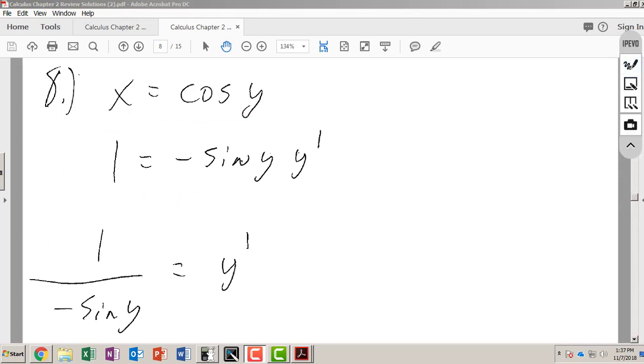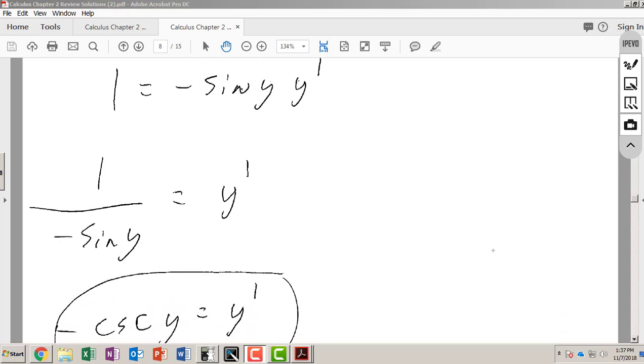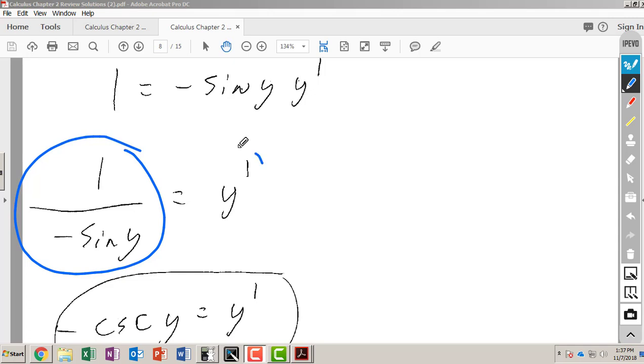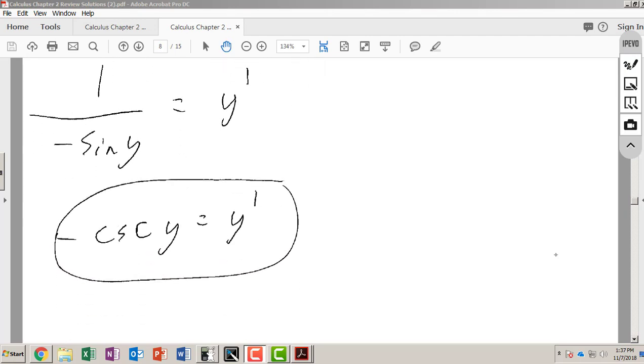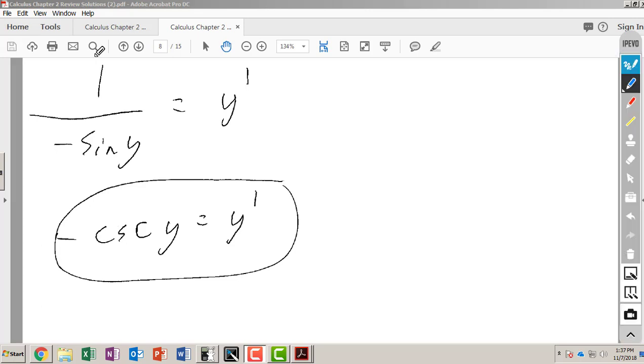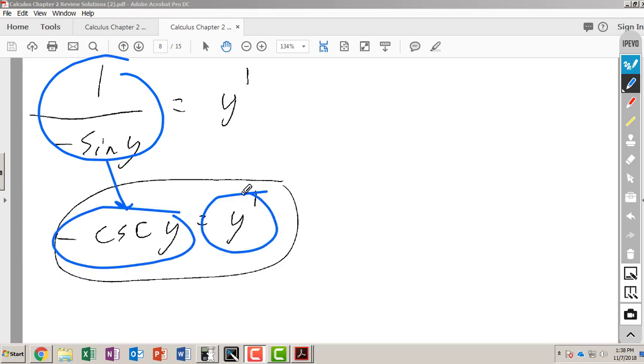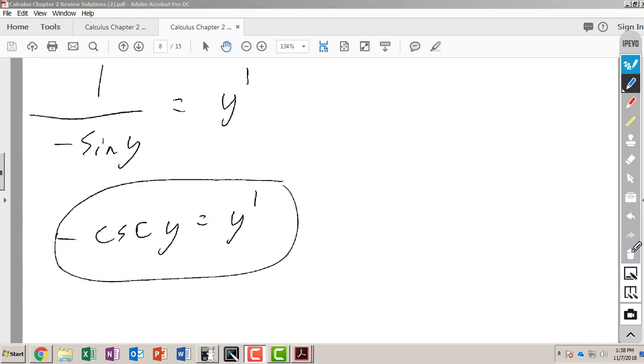And my algebra just says I need to go ahead and divide both sides by the negative sine of y. So that's my next step. I divide by negative sine of y. I end up with 1 all over negative sine of y equals y prime. And now to finish this off, the reciprocal of 1 all over negative sine of y is going to be the negative cosecant of y, all equals y prime. And that is going to be your answer to number 8: negative cosecant of y equals y prime.